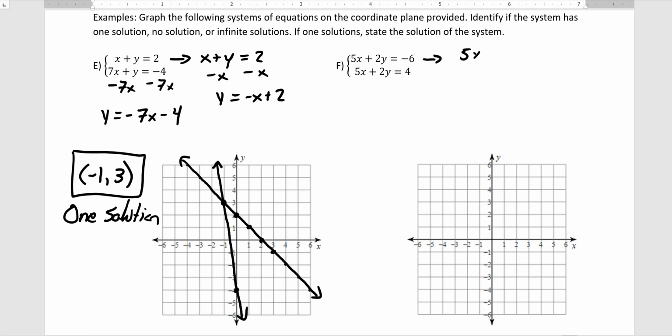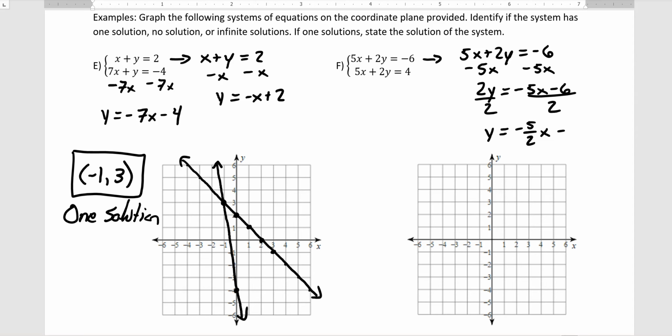So I start with 5x plus 2y equals negative 6. It's not in slope-intercept form, so let's get it that way. Subtract 5x from both sides, so I'm going to have 2y equals negative 5x minus 6. Divide by 2, divide by 2. I get y is negative 5 halves x minus 3. So negative 3 is my y-intercept. Down 5, right 2, or up 5, left 2. Put me right there. Connect my dots like so.